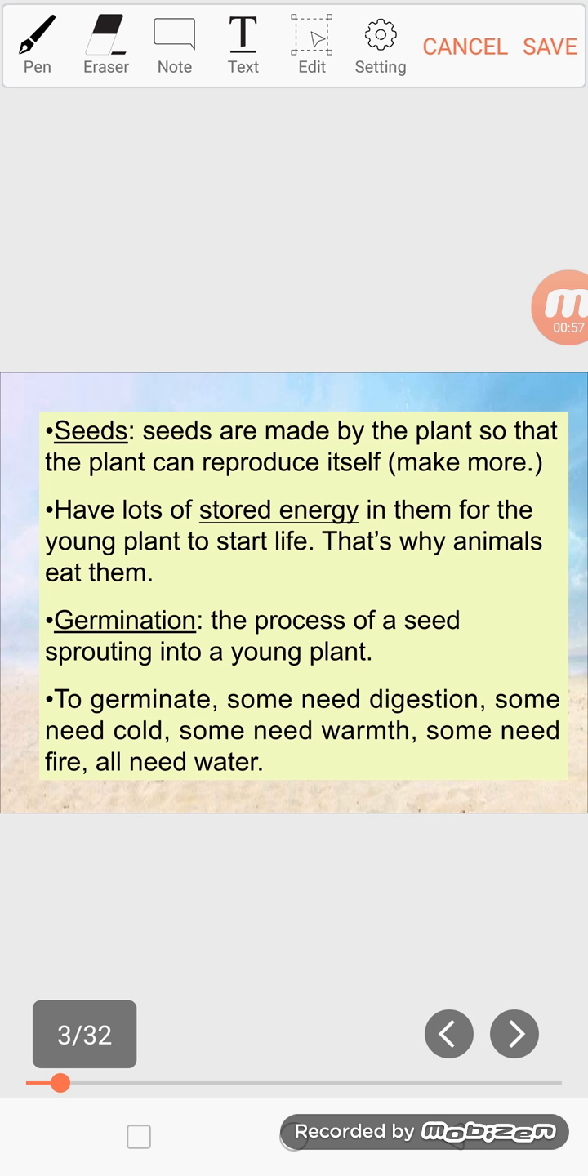Okay, so seeds are made by the plant so that the plant can reproduce itself. And inside the seeds there is also a lot of stored energy, and usually when we say germination, it refers to the process of a seed sprouting into a young plant. Okay, so percambahan benih. So that is seed germination.